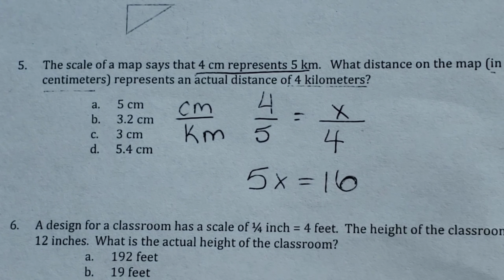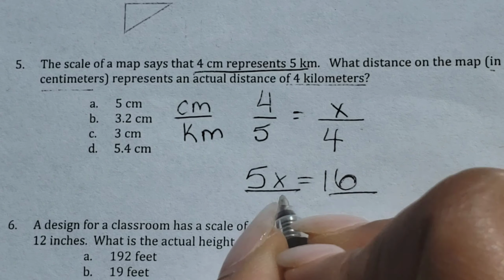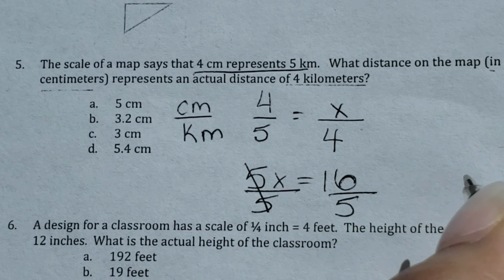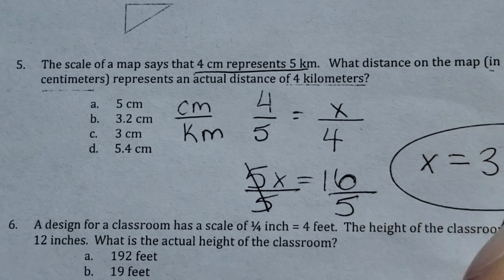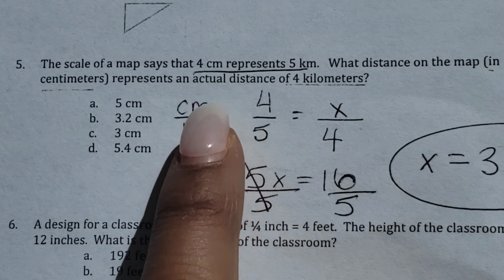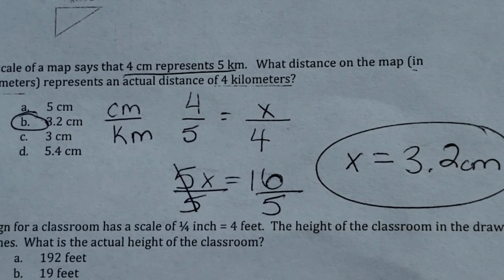And now I have 5x equals 16 when I cross multiply. When I divide both sides by 5, I'm then left with x is equal to 16 divided by 5, which gives me my answer of 3.2. And I look at the top, x is in line with centimeters, so it's 3.2 centimeters.